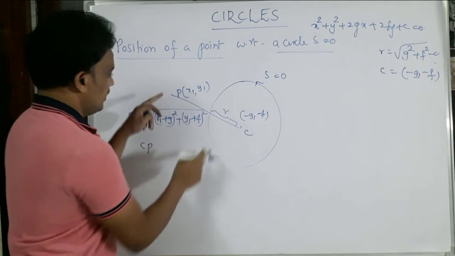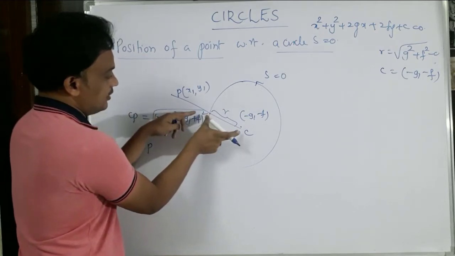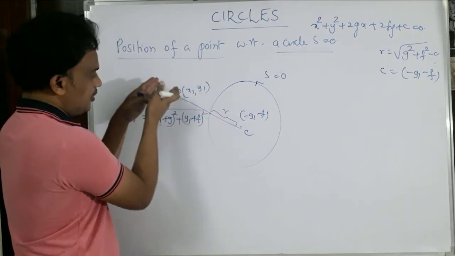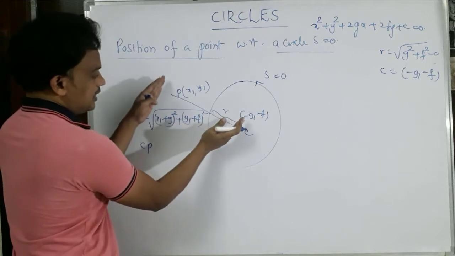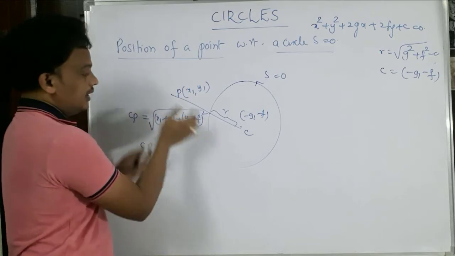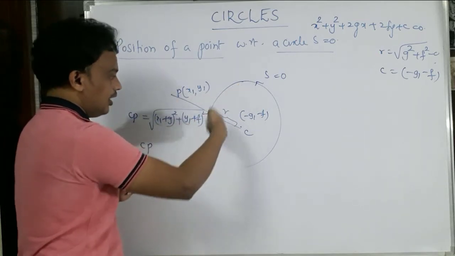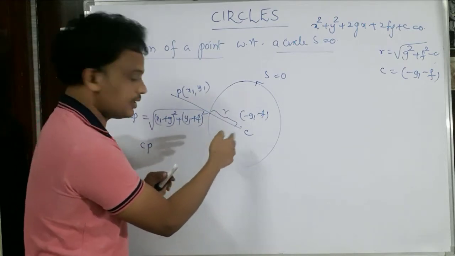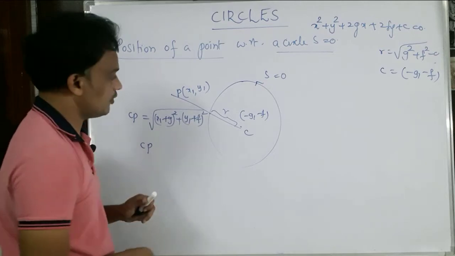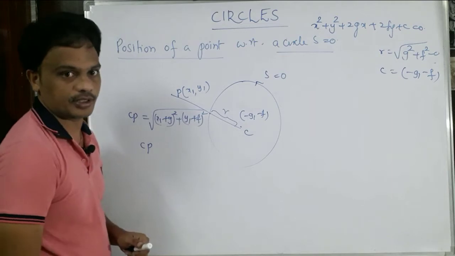Clearly, if the CP distance is equal to r, then the point lies on the circle. If the CP distance is greater than r, the point P lies outside. If the CP distance is less than r, the point lies inside. So what we are comparing is the distance CP and the radius r.